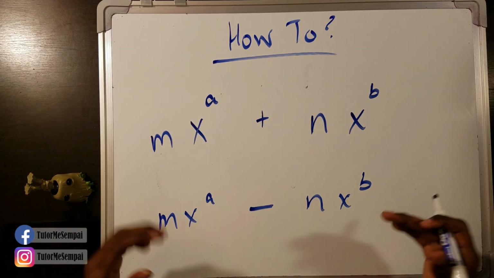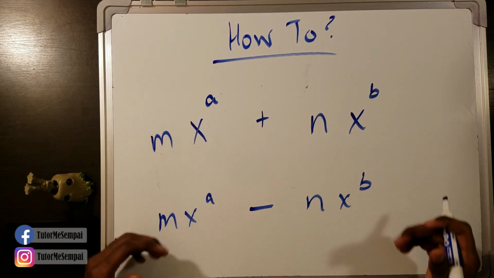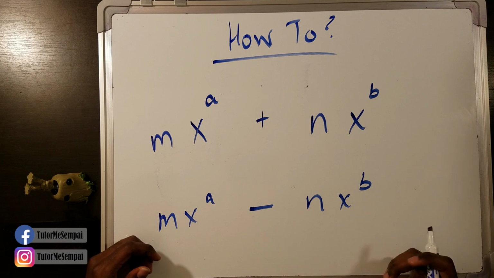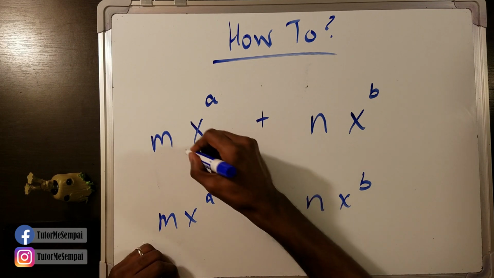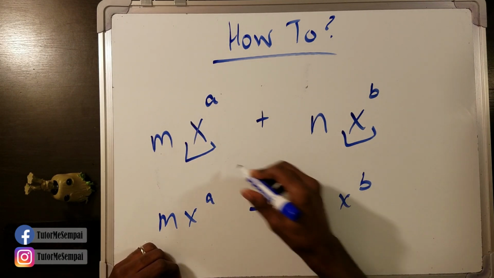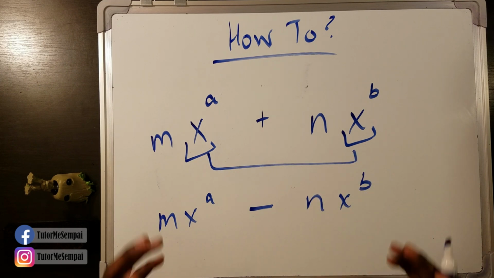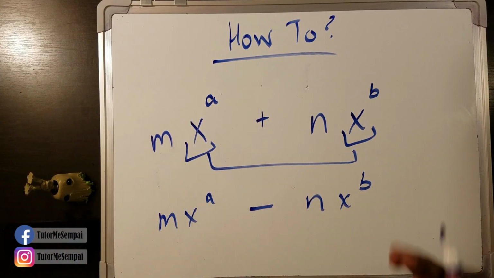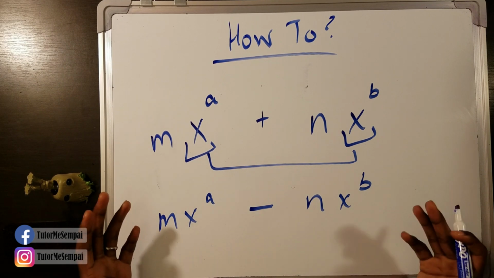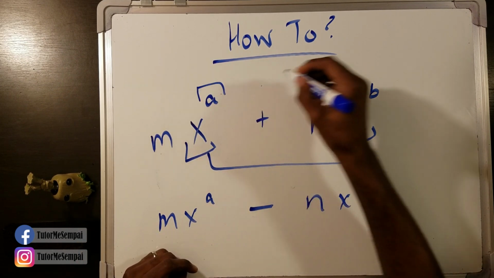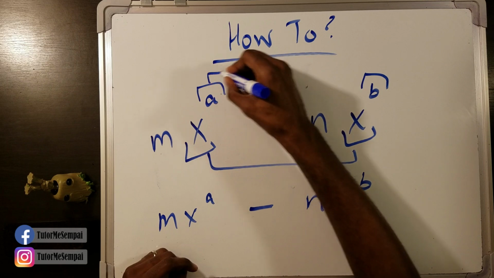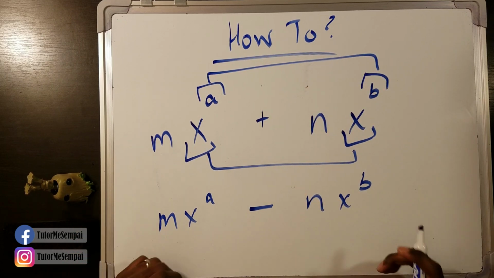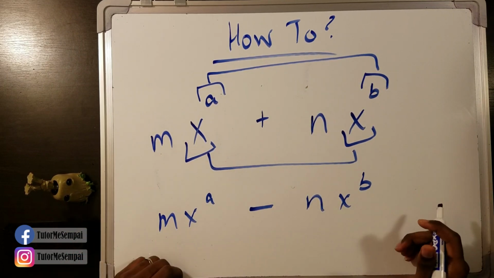this is not going to work. In order to add and subtract something that looks like this, you need a few things. The first thing you need is for them to have like bases. The base has to be the same. If the bases aren't the same, you can't combine them. The next thing you need is to have like exponents. If your exponents aren't the same, you can't combine them.